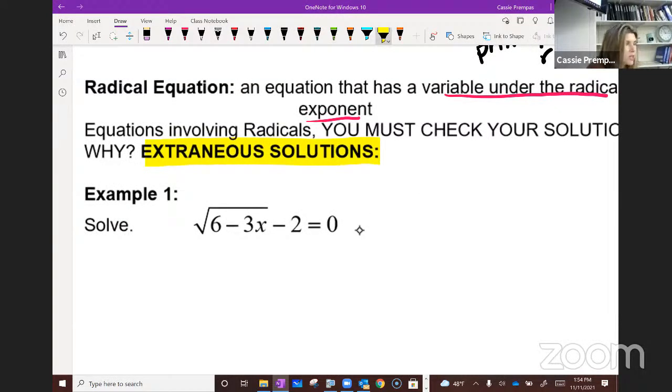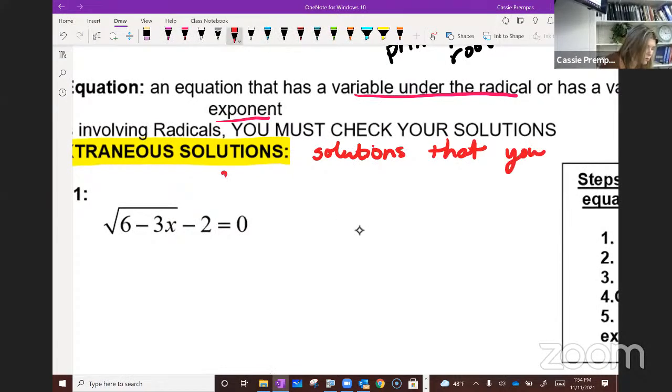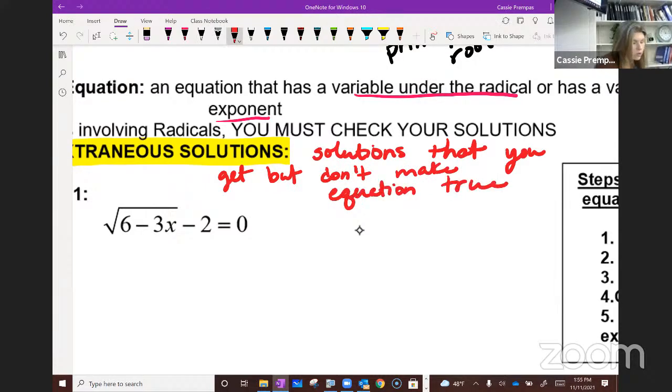We've seen these before. Do you guys remember what these are? Extraneous solutions? No, it's been a while. Extraneous solutions are solutions that you get in your work, but when you plug them back in, they're not actual solutions. They don't make the equation true. So go ahead and write extraneous solutions. Those are solutions that you get, but don't make the equation true. They don't work, so you have to throw them away.